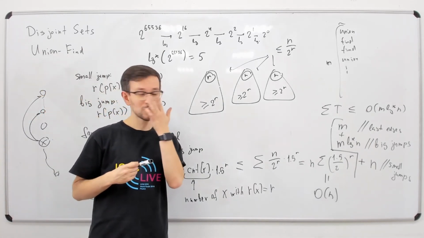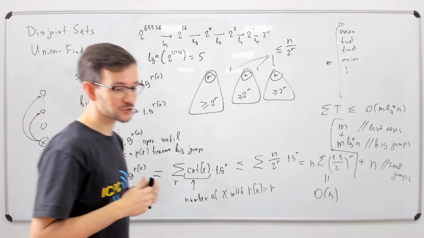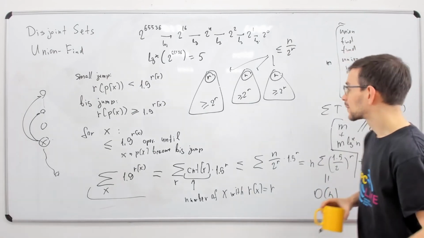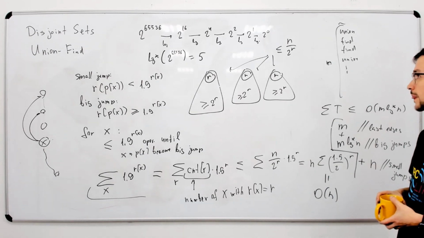Maybe not the clearest explanation, but okay, that's the first time I explained it in English. That's all. That's why this data structure works in iterated logarithm.